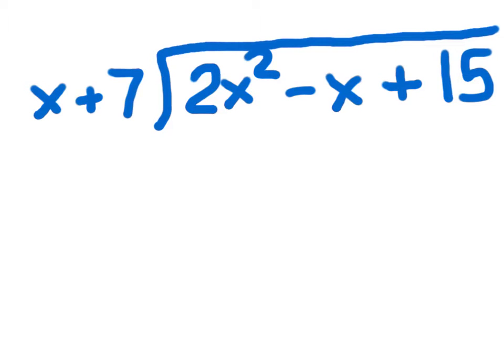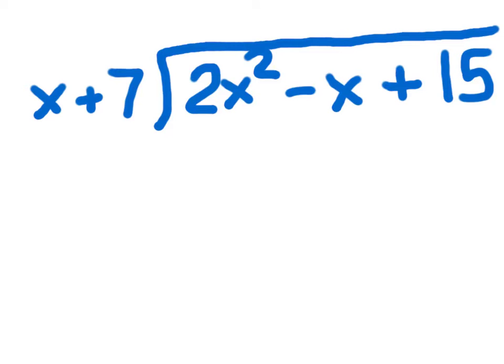Here's a long division review problem. First of all, in order to start, we want to see how many terms are on the outside. There are 2 terms on the outside, x and 7. So we're going to count 2 terms in, which means that our first value is going to go right above the x that's on the inside.